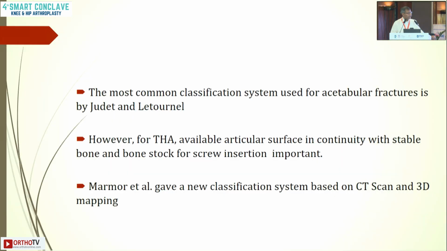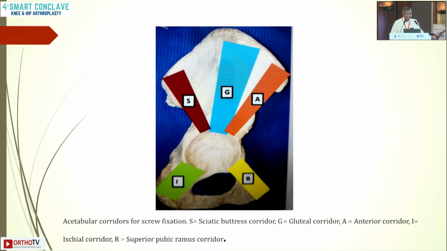And as Dr. Abhay told, the Paprasky classification is not suitable for such cases. So we usually follow the Marmor classification, which gives a new classification system based on 3D CT scan or 3D printing. Here we find out the corridor for fixation of our acetabular cup. There are various corridors like the anterior corridor, gluteal corridor, ischial corridor, and superior pelvic ramus corridor to find out the fixation of the cup.